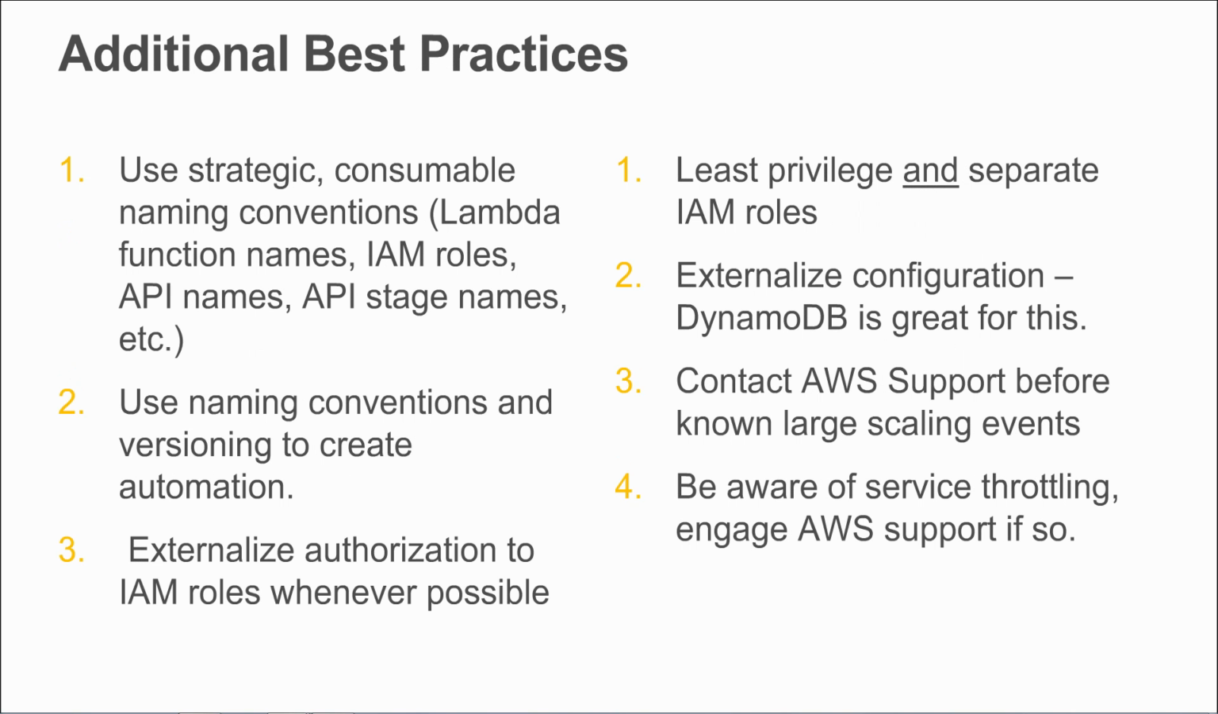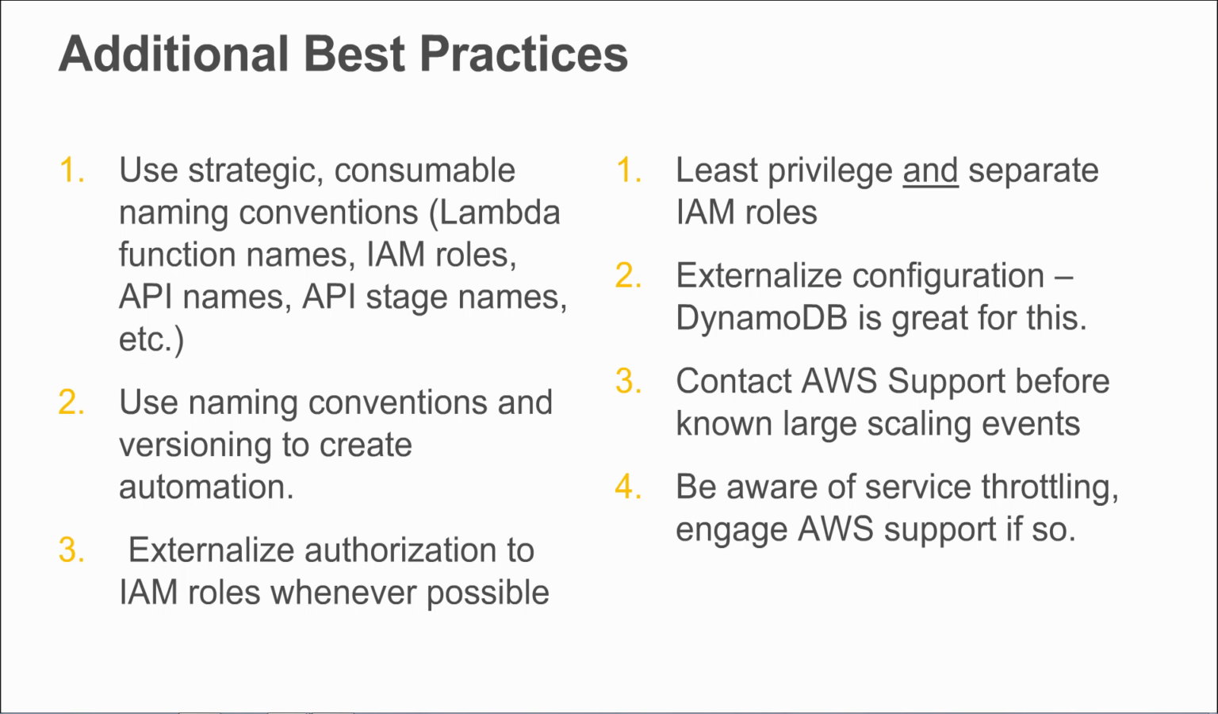Some additional best practices: one, you've got a lot of different things you can name within this architecture model. You've got your function names, you've got your IAM roles, you've got your APIs. Be very strategic in creating consumable names that follow conventions to let you report on them and create a lot of automation operationally around those names.